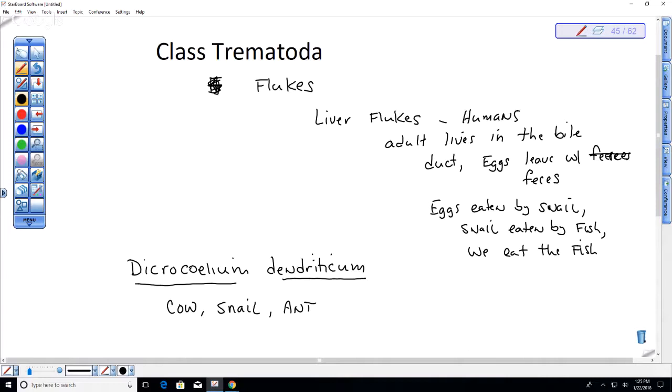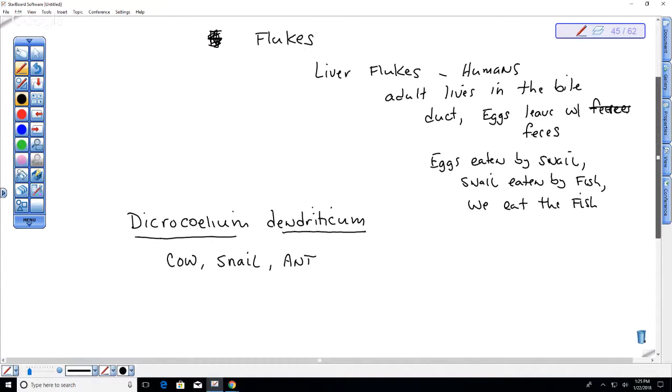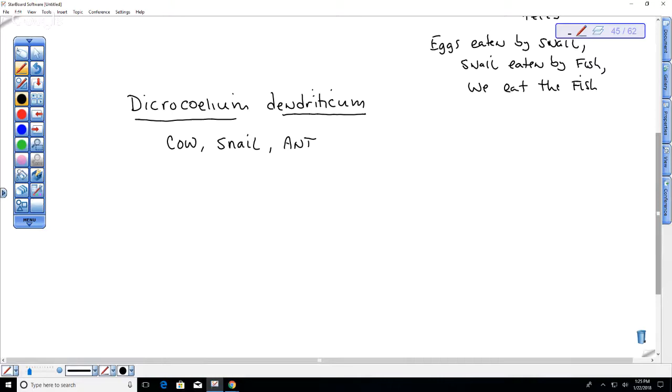So the adult in this particular instance actually lives in the cow. So cows can have parasites that live inside of them. So this would be one that also lives in the digestive tract of the cow. So the cow is the primary host. Okay. So that means that's where the adult lives.